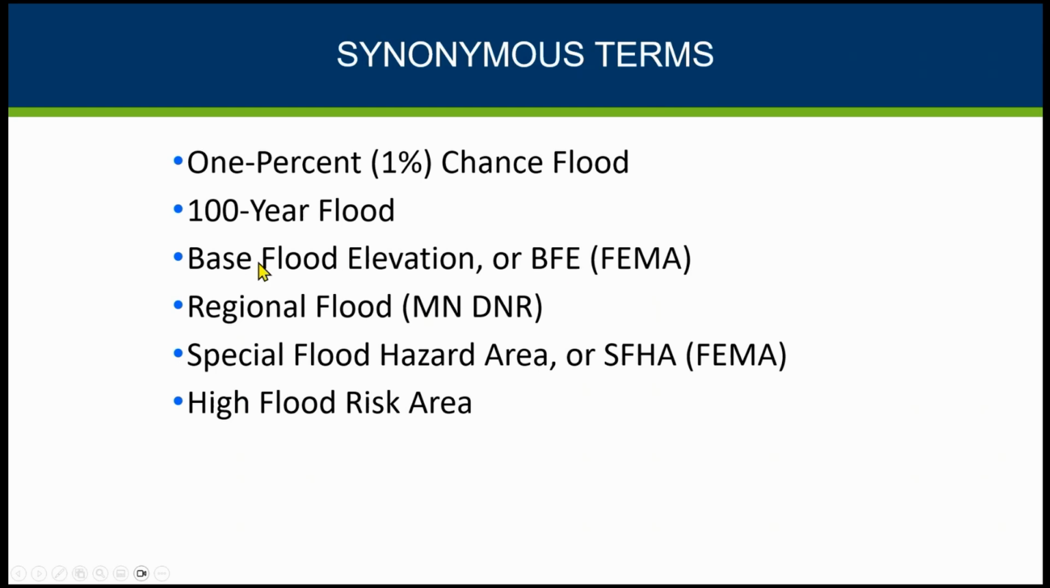And that's a FEMA term. That's the same as that 100-year flood or the 1% annual chance flood. If you look at Minnesota law, you won't see 1% annual chance or BFE, but you will see the term regional flood, and that's the same thing. If you're talking with lenders or with insurance agents, they tend to talk about the special flood hazard area, that mapped area where flood insurance is mandatory, or the SFHA. And then in general, we refer to it as the high flood risk area.